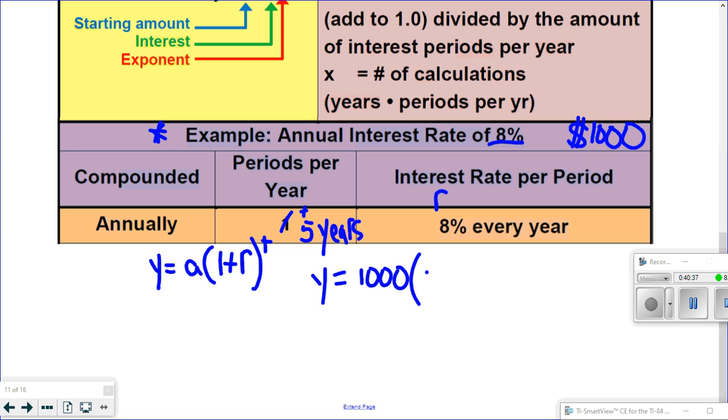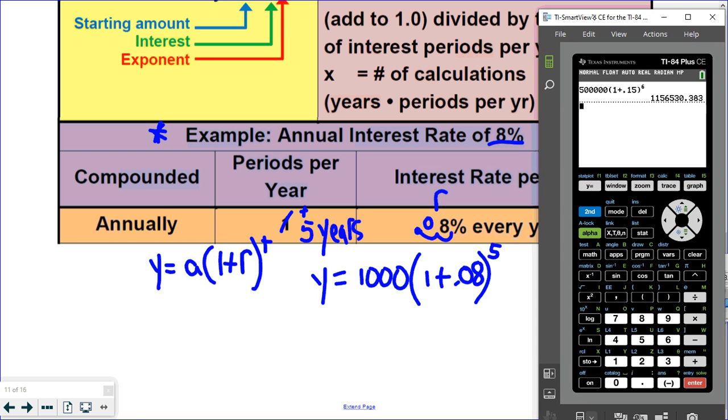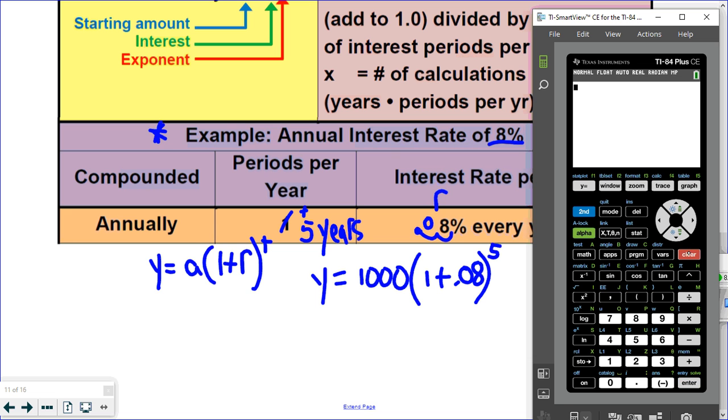1 plus, and you're going to change that 8%, the r, to a decimal. Let's see, 1, 2, 0.08. And instead of 1, you're just going to put 5. So this amount that I'm going to get there is going to be the compounded interest.